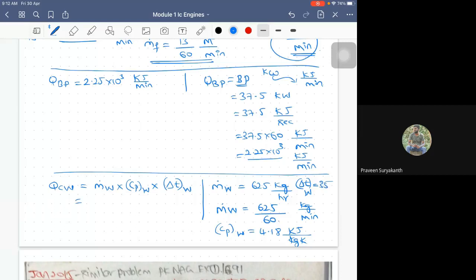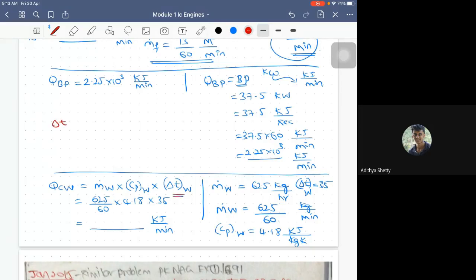Now substitute all the values. Mass flow rate is 625 divided by 60, cross Cp of water 4.18, cross delta T of water 35. Whatever answer you get would be in kilojoules. Temperature, we need not convert to Kelvin. So this is the difference. All of you observe this. This is very important to understand.